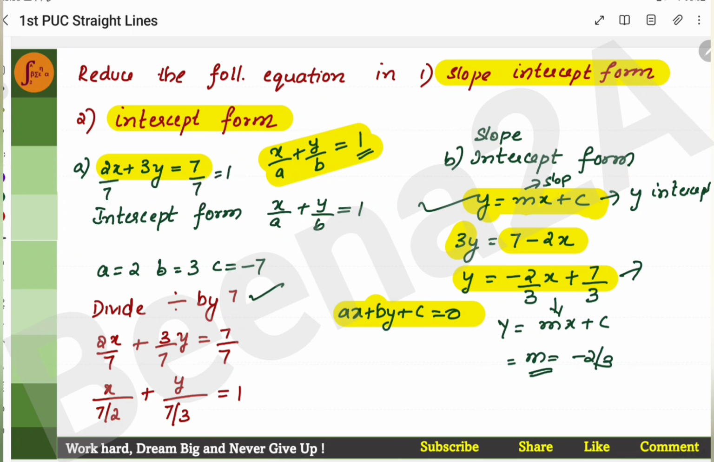But I have to divide the entire equation, right? Both the sides I have to divide by 7. So here also divide by 7, here also divide by 7, and here also. So now if I divide, I'll get this equation. But I want it like this, x by a, y by b. Here I have 2x by 7. So what I can do, I have to remove this 2 and put it here in the denominator, 7 by 2. Remove this 3 and put it in the denominator, 7 by 3. That's all. So x by 7 by 2 plus y by 7 by 3 is equal to 1. So this becomes the intercept form.